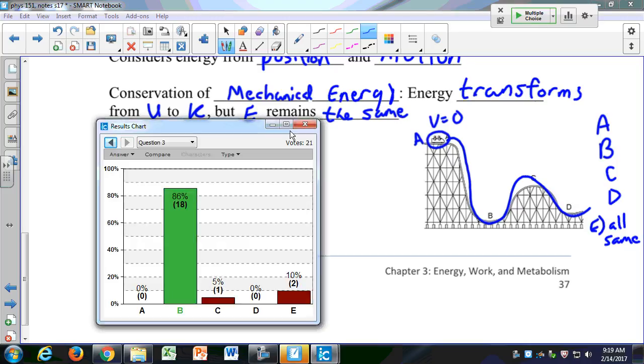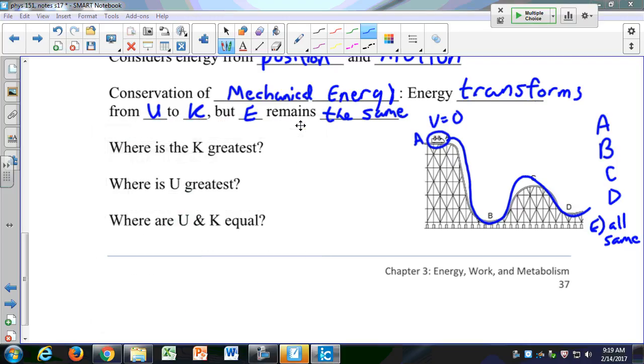Okay, good. B is right. The kinetic energy is greatest at the bottom. Now we'll come back and talk about that. But where is the potential energy the greatest? Is it A, B, C, D, or E all the same? Where is the potential energy U the greatest?